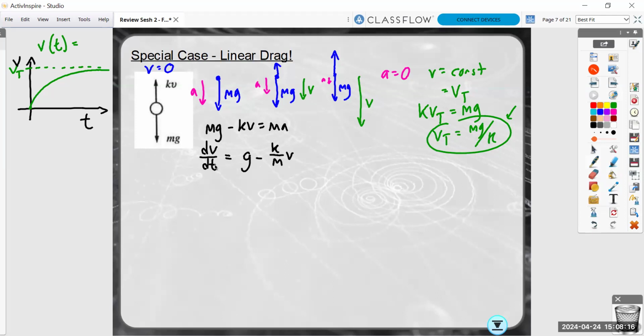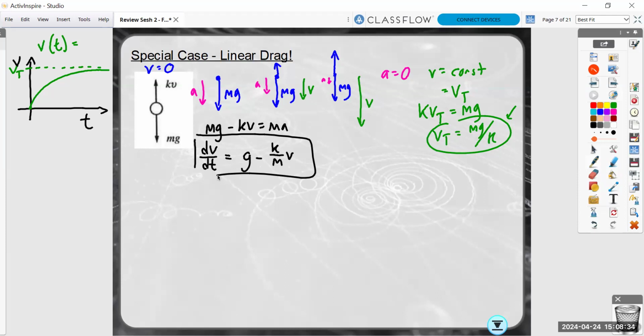Of course. All right. So here is a differential equation. A lot of times they'll be like, write a differential equation that could be used to find the velocity. There's the differential equation. It's just an equation that relates velocity to its own derivative. We're going to solve this thing.